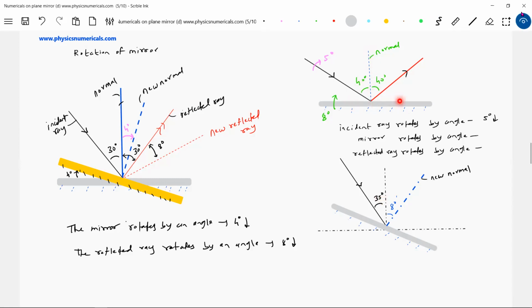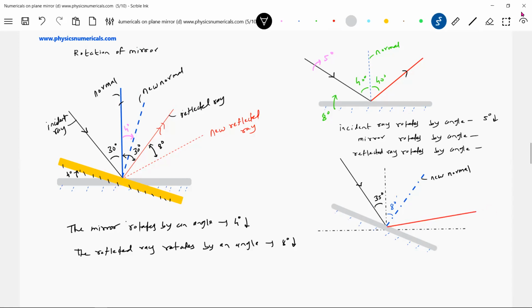See, this was the normal, no? The mirror was horizontal and the normal was perpendicular, along the vertical direction, or along the y-axis. So what is the angle between the incident ray and the normal? It was 40 degrees. Now, if I rotate the incident ray by 5 degrees, then the angle will become 35 degrees. What is the angle of incidence? 43 degrees. So what should happen to the reflected ray? It should make an angle of 43 degrees with the new normal.